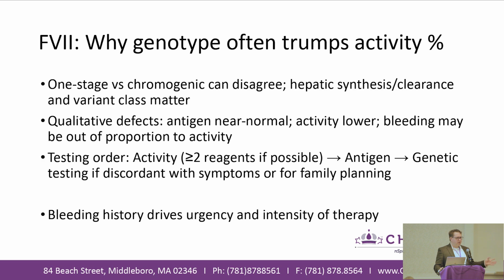I've talked briefly before about how genotype trumps the activity percentage, and that has to do with the fact that the activity assays can disagree. So we can do a one-stage assay where we take the blood, we add one reagent to it, and then we look at the reaction. This molecule with a color on it binds to factor VII, and then we can look at how much that is. So that's a one-stage assay.